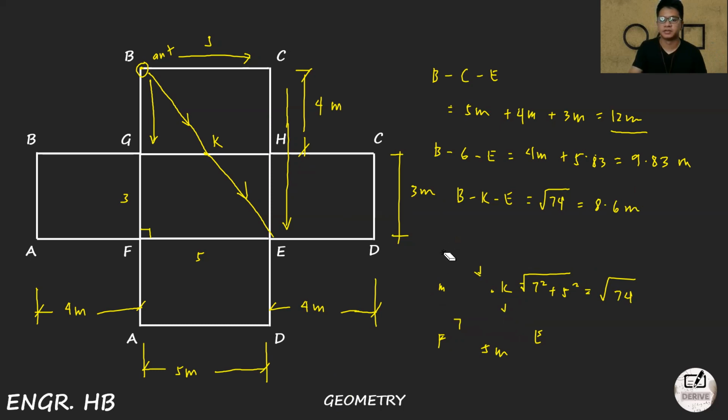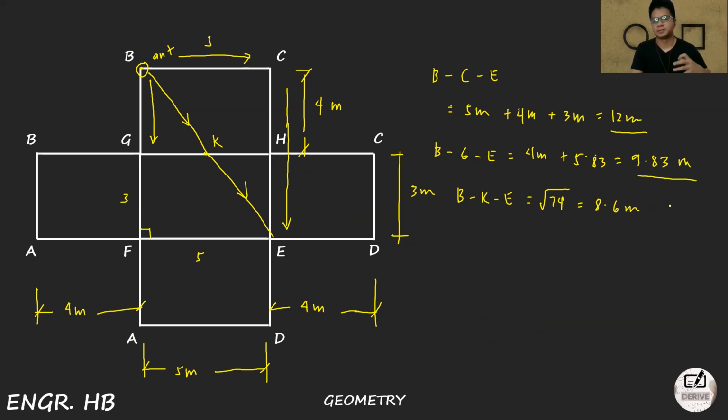Okay. So ibig sabihin guys, eliminated na si 12 meters kanina and eliminated na si 9.83 meters. So dahil ang pinaka-short na distance, or the shortest distance na meron tayo ngayon is 8.6. Tingnan natin dun sa susunod na option natin kung mas malaki pa siya or mas liit pa siya kay 8.6. So this is not the final answer yet.